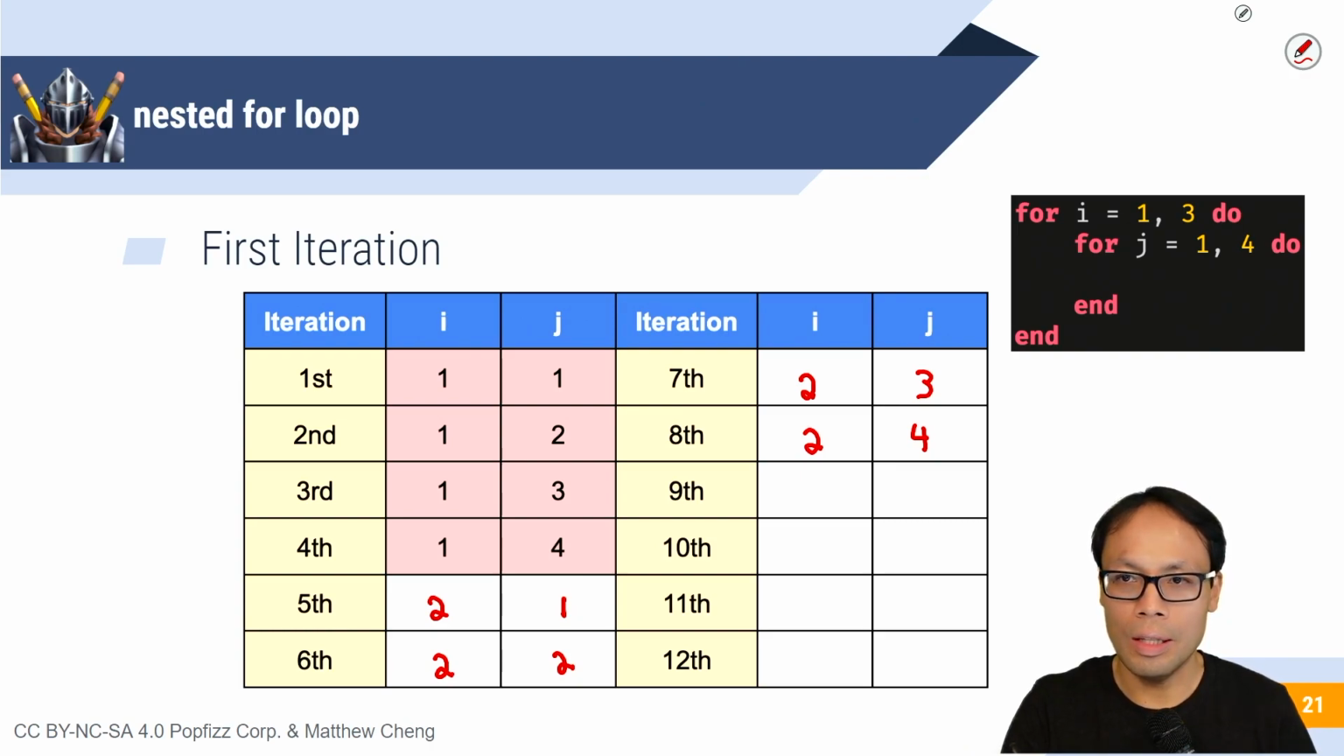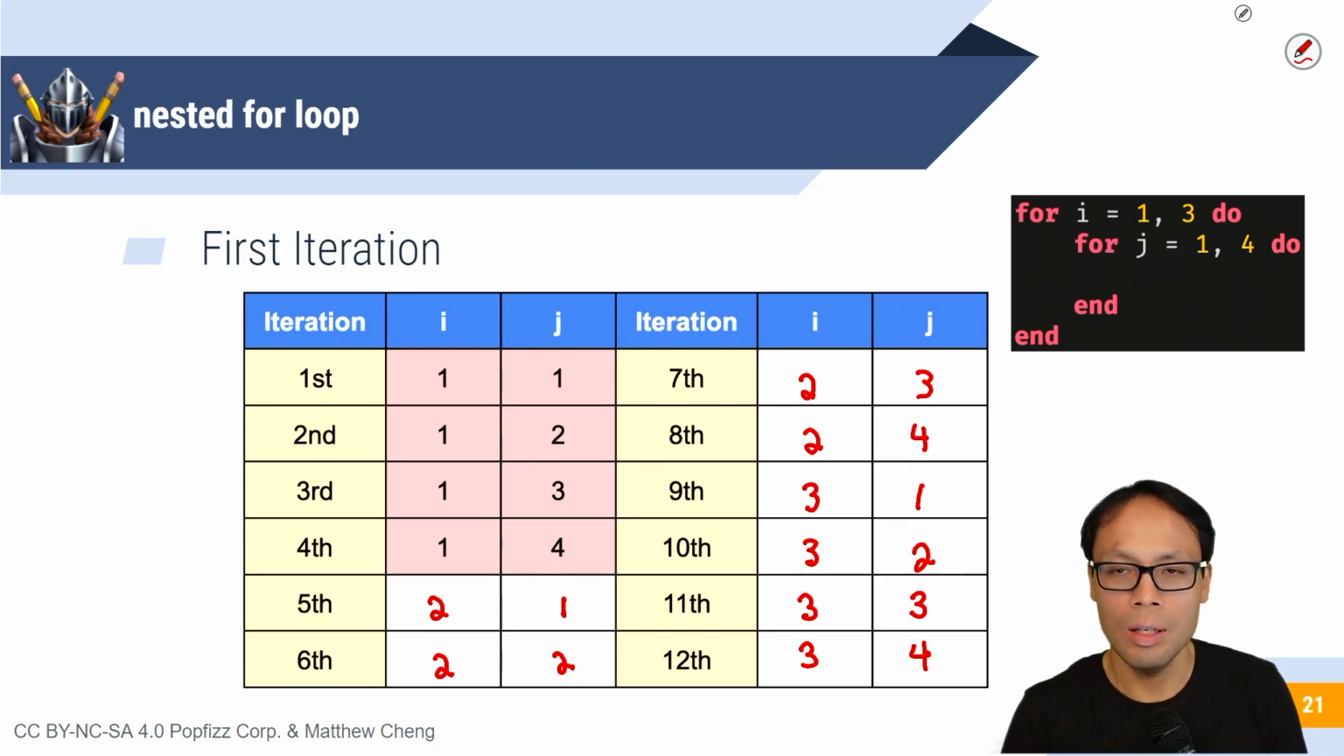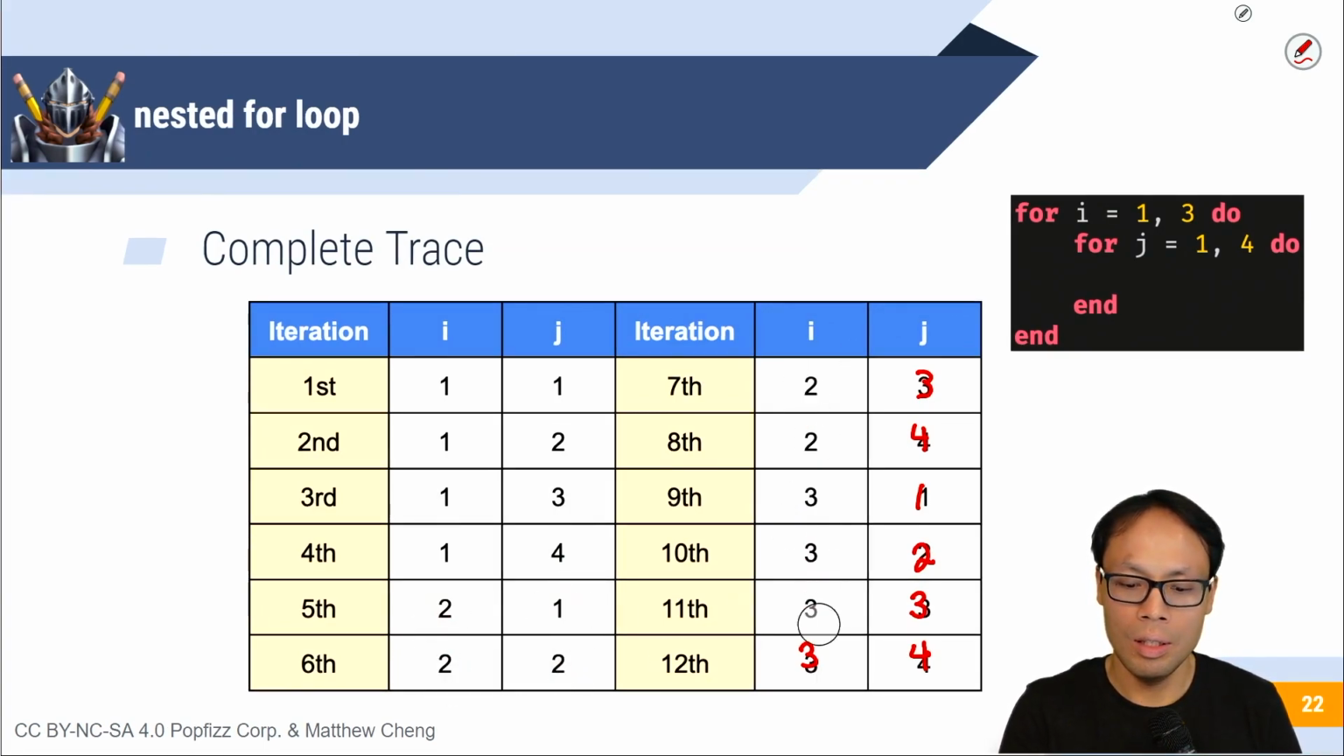All right, let's go through the last iteration here. So the outer loop, again, is now gone up by 1. So that's 3. j becomes 1. i is 3 again, j becomes 2. i is 3 again, j becomes 3. And then i is 3, and then j is 4. And now finally, we've made it through all of the iterations with our nested for loop.